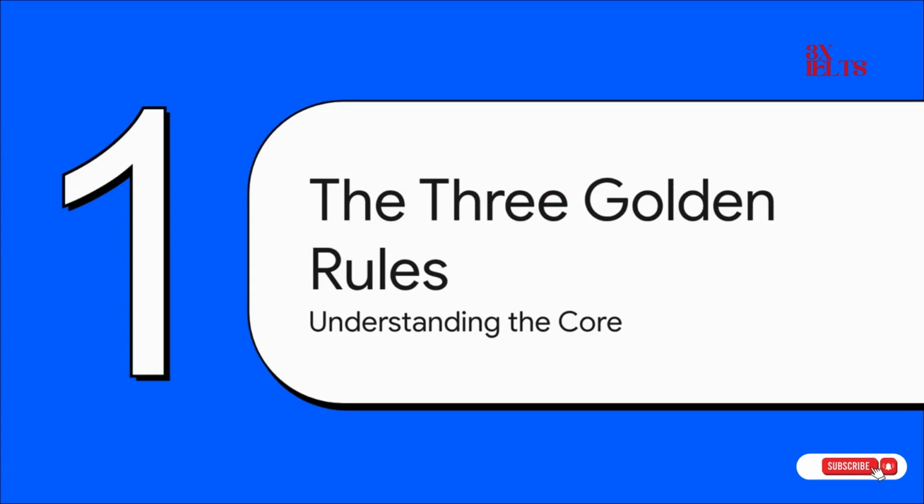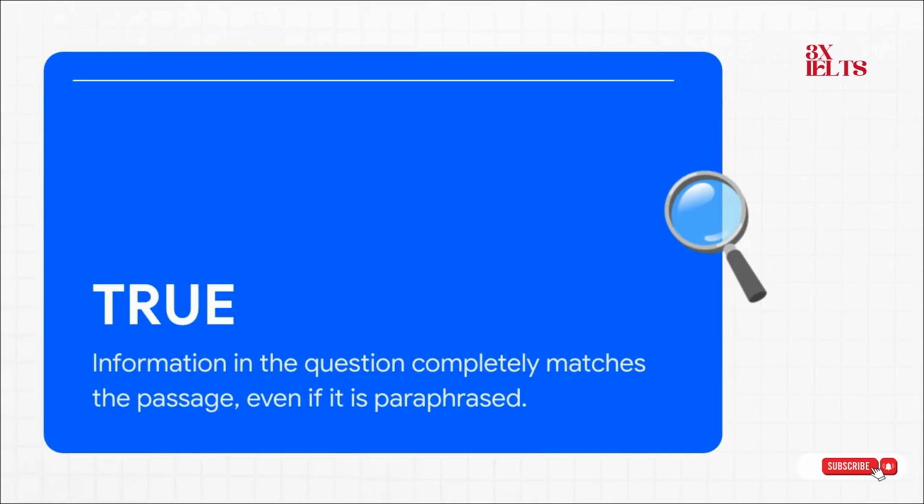So, let's start with the absolute foundation, the 3 golden rules. Seriously, once you truly get the core difference between these 3 options, everything else just clicks into place. First up, true. Now, this seems pretty straightforward, right? The information in the question matches the passage. But here's the really crucial detail. The test will almost always use different words. It's all about synonyms and paraphrasing. So your job isn't to match words, it's to match the meaning.